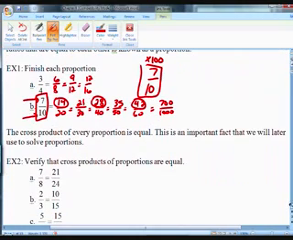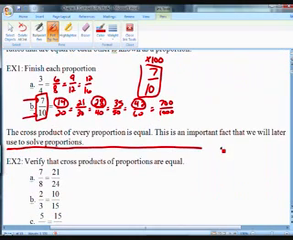The cross product, this is very important: the cross product of every proportion is equal. And again, a proportion is simply a ratio equal to a ratio, or if you want to think of it as a fraction equal to a fraction, that's fine with me. The cross product of every proportion is equal. This is an important fact because later we will use this to solve proportions.